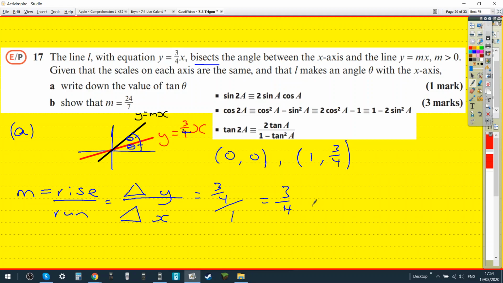And tan theta is opposite over adjacent. So the amount that goes up, the change in y, for every 1 across, goes 3 over 4 that way. So the gradient is like 3 over 4. So it's opposite over adjacent. So I think that's it. I think tan theta is 3 over 4.